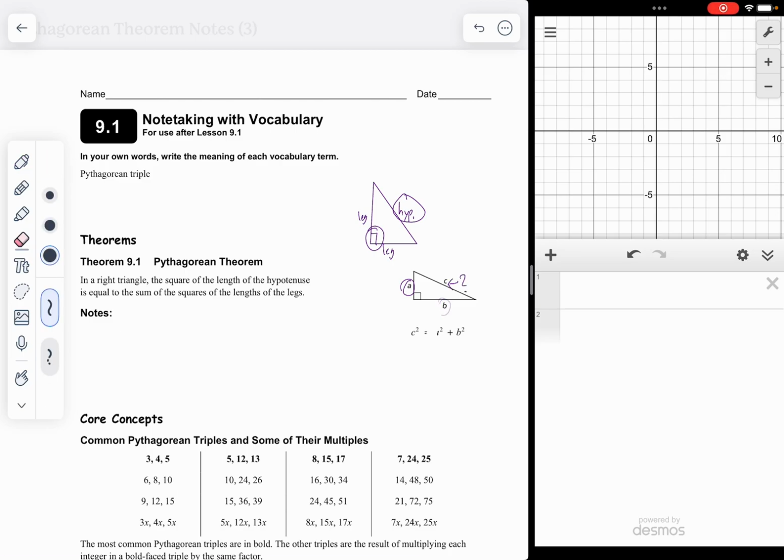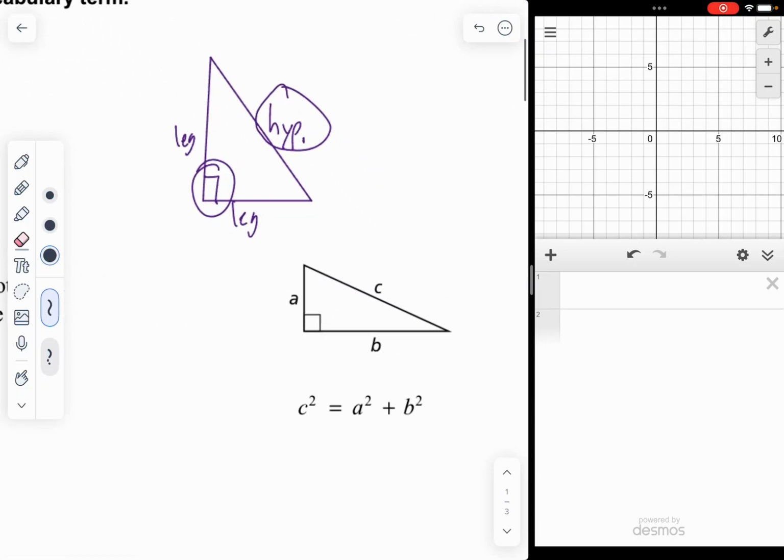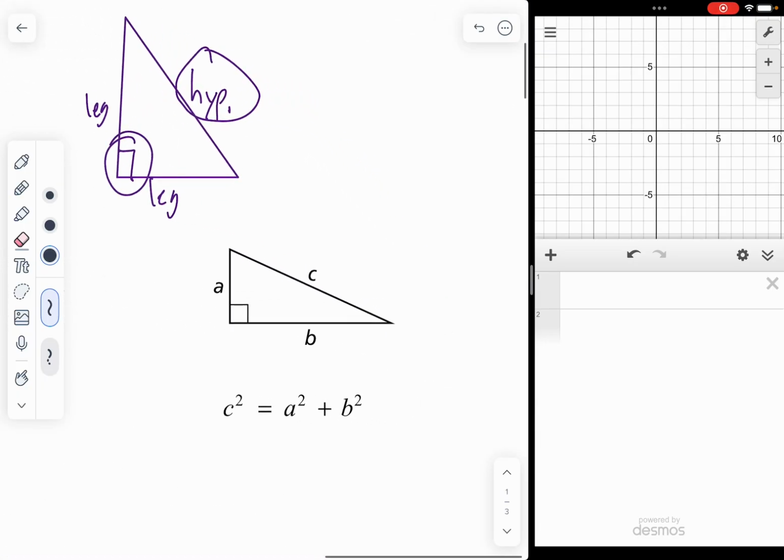So, quick example, let's say that a is 5 and b is 6. What would c squared equal?